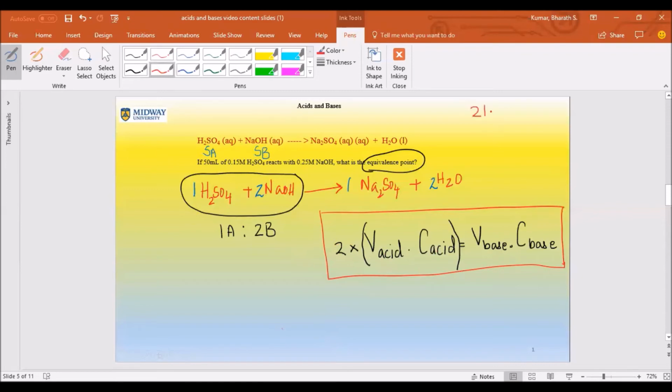So say your acid is 2 and the base is 1. There is a case which I have tested that also on the quiz, not on the exam. So in that case, V acid times C acid equals V base times C base, right? Well, this time the acid gets the 2, so you multiply the base by 2.